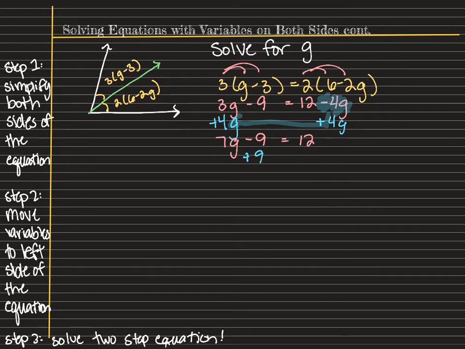Okay, so I'm going to start by adding my constant, my 9, to both sides. And when I do that, I'm left with 7g is equal to 21. And then I'm going to divide by 7 on both sides, and that leaves me with g is equal to 3. Let's look at one more example.